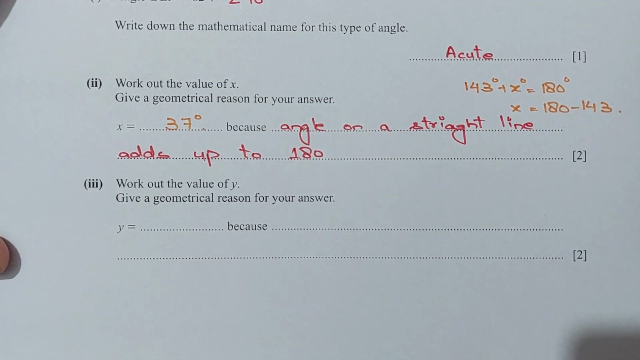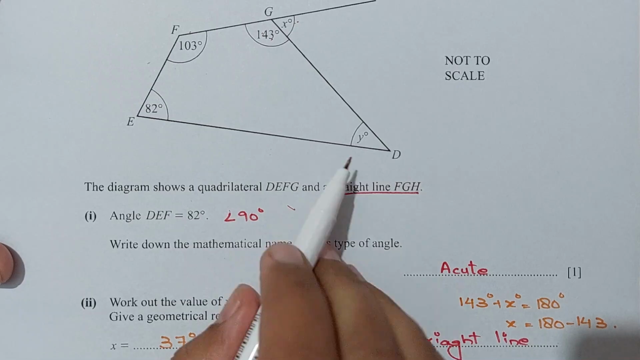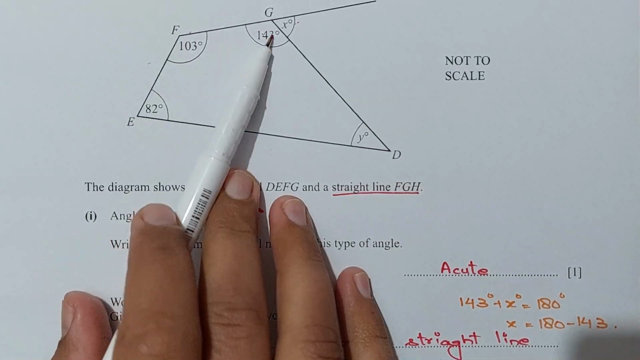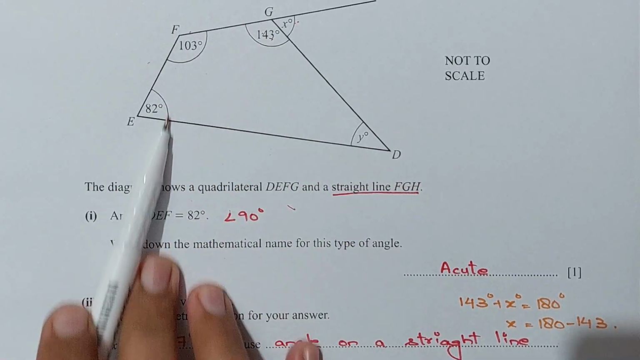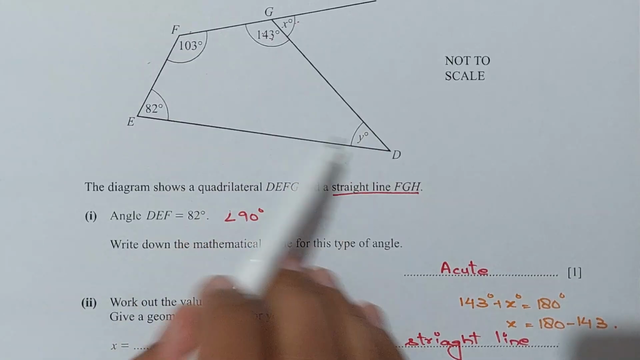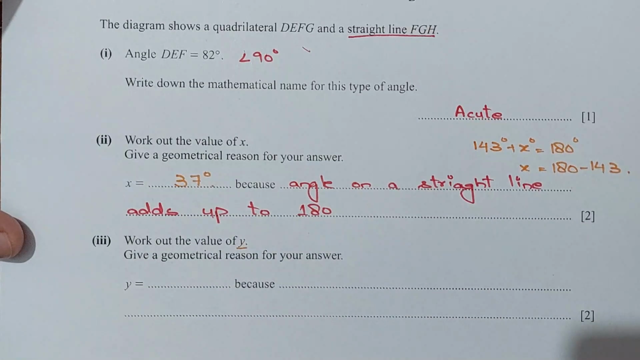Now for the third part, work out the value of y, give a geometrical reason for your answer. Where is y? The y is over here. Okay, the geometrical reason we can use: it's a quadrilateral, 1, 2, 3, and 4. We have all three angles of the quadrilateral, the fourth one is missing. So we know that angles in a quadrilateral add up to 360, and find out the third angle.